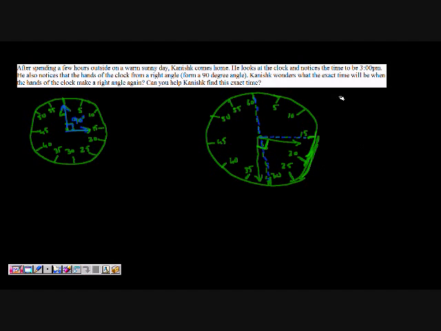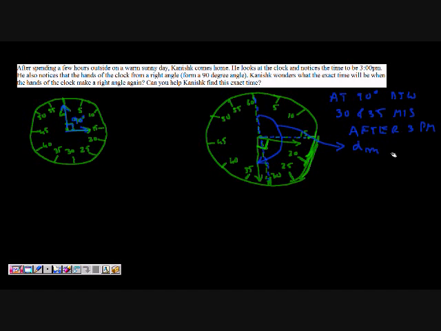So they will be at 90 degrees between 30 and 35 minutes after 3 p.m. But we want to know the exact time as to when that is happening. Okay, so let's consider the distance traveled by the minute hand. Let that distance be dm.